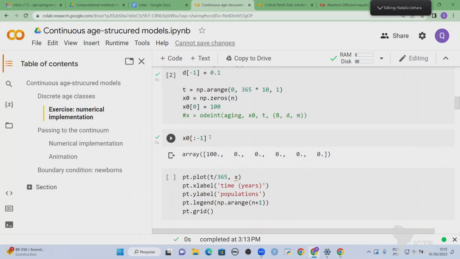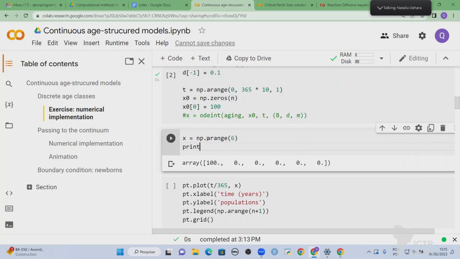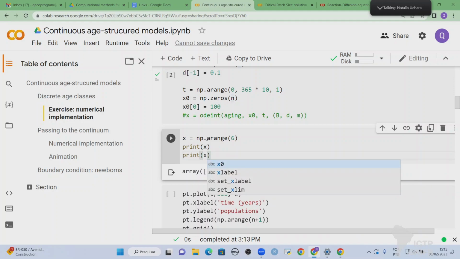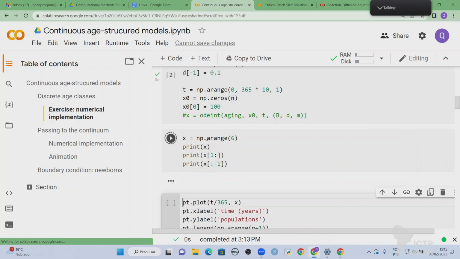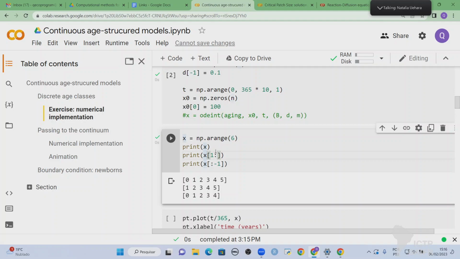Let me try an example here. So maybe arrange seats over here. You remember this? I have the whole of x here. If I have this here and this here, you see, here I get out the first element, and here I get out the last element, right?